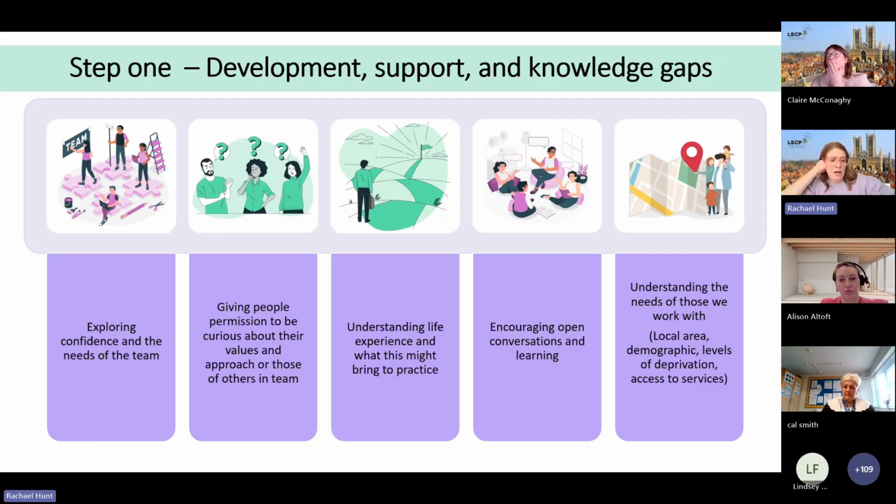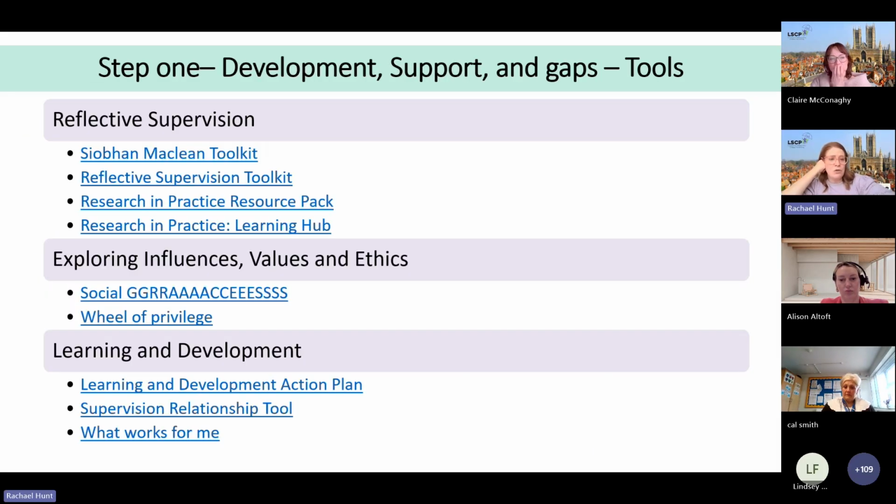So just to say, some additional things that we've pulled together, and people might be familiar with some of these resources and tools. If you've not heard of them, we would say go away and have a look, but they're really useful in terms of encouraging conversation, and not just around child neglect. I think it's wider around practice.